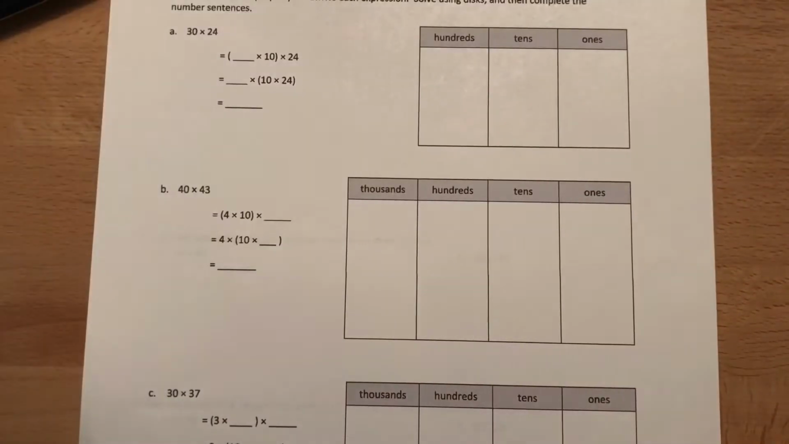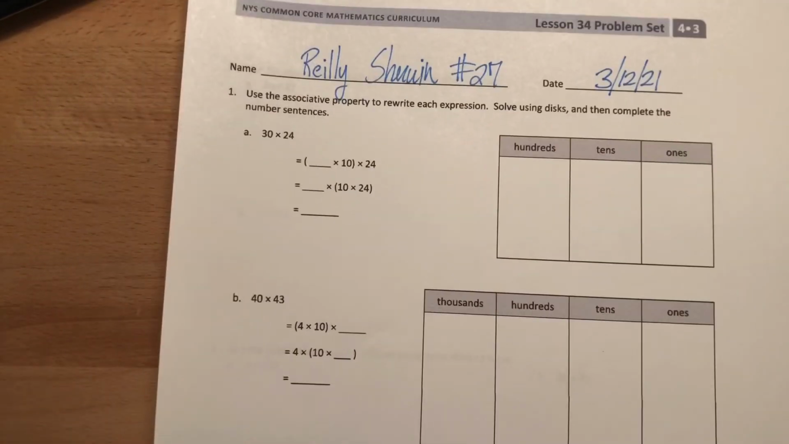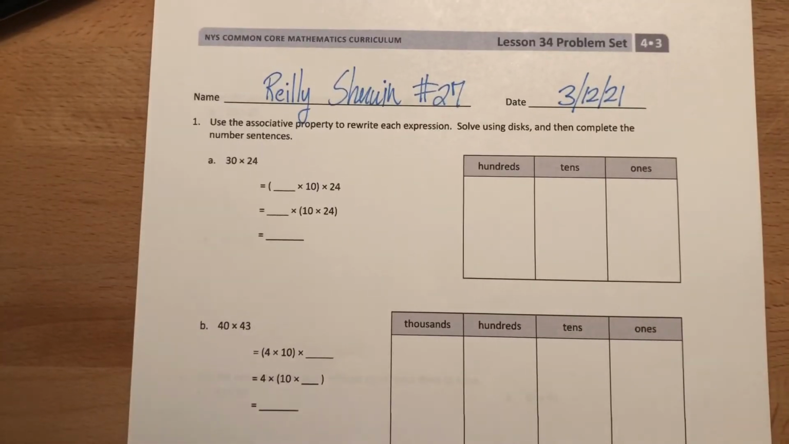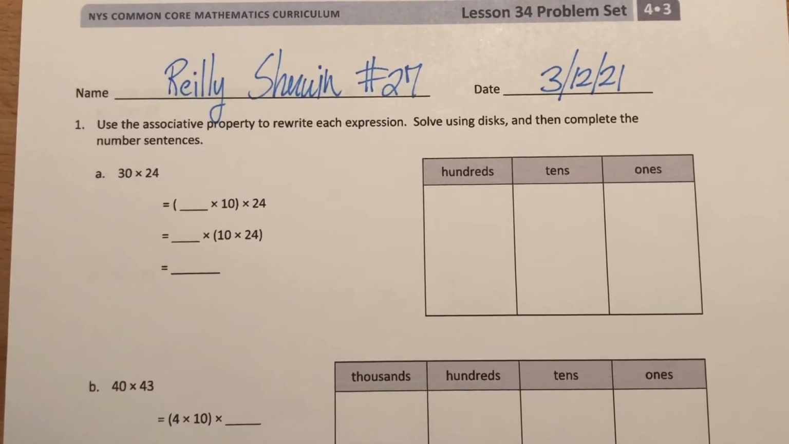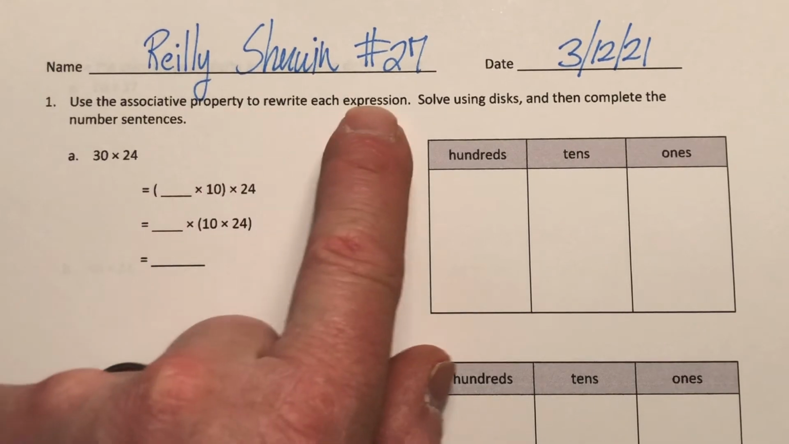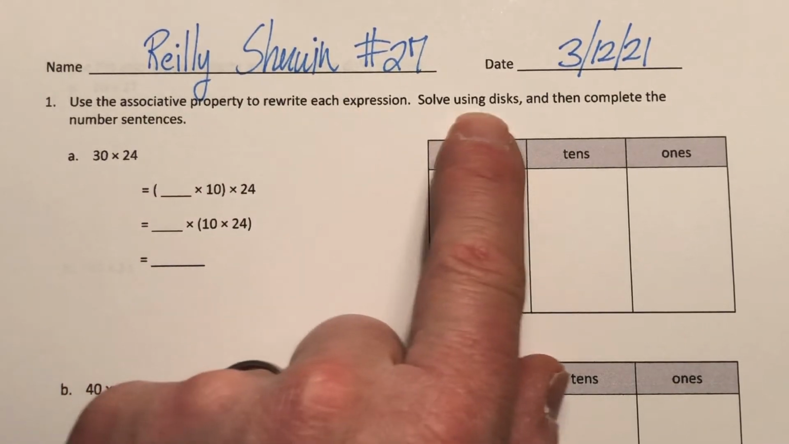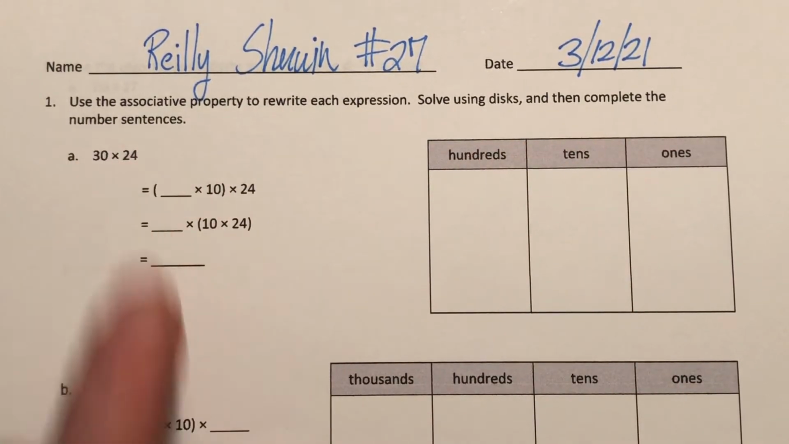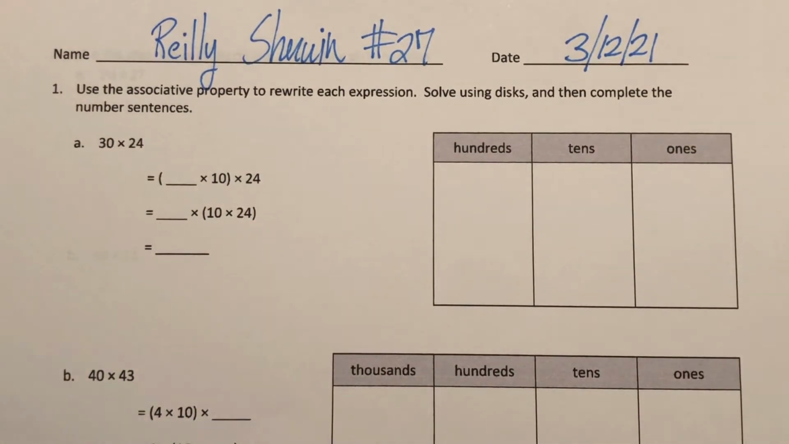I'm going to take this top sheet off, and underneath is problem set 34. Okay, so let's take a look at this. Use the associative property to rewrite each expression. Solve using disks and then complete the number sentence. So we're going to work with these together, okay?